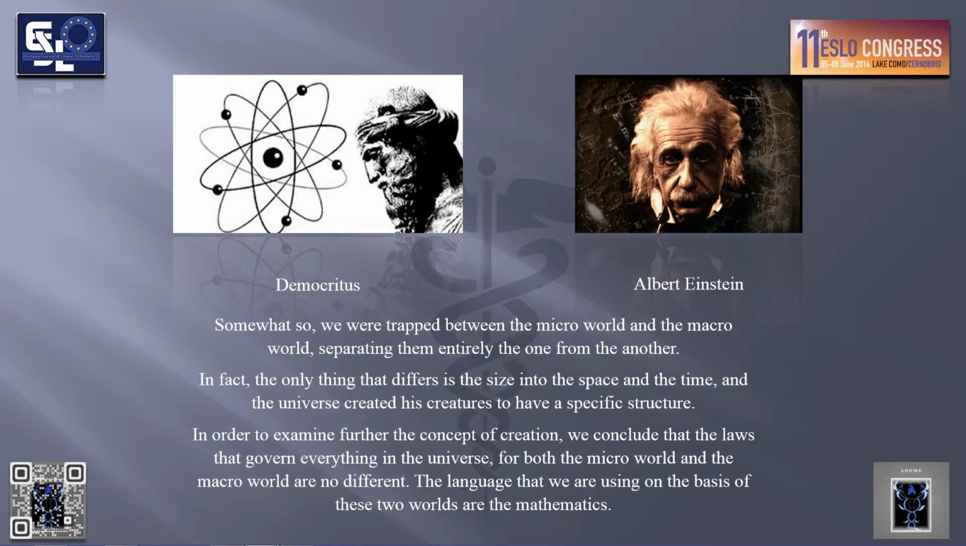Somewhat so. We were trapped between the micro-world and the macro-world, separating them entirely one from the other. In fact, the only thing that differs is the size in space and time, and the universe created its creatures to have a specific structure. In order to examine further the concept of creation, we conclude that the laws that govern everything in the universe, for both the micro-world and the macro-world, are no different. The language that we use on the basis of these two worlds is mathematics.